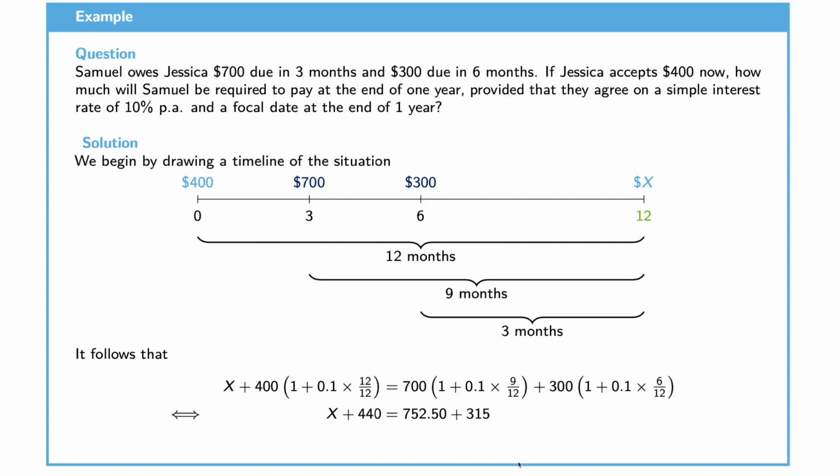Now, if I calculate all these values, this gives me x plus 440 is equal to 752.5 plus 315. And then we can do some algebraic manipulation to subtract 440 from both sides. And this leaves me with an x value of 627.50. So in other words, Samuel's going to pay $400 now and $627.5 in 1 year's time.